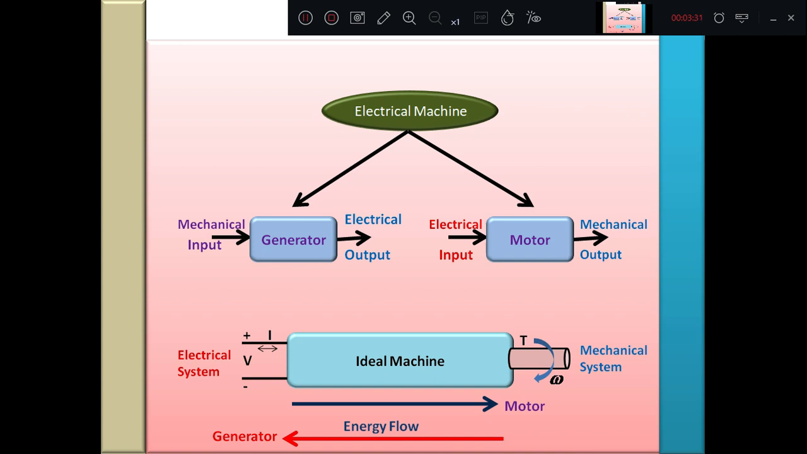Then if you look at the ideal machine block diagram, if there is an electrical system and you want a mechanical system, the machine has to convert electrical energy into mechanical energy. The flow of energy is from electrical to mechanical, and it is called the motor. Whereas if I have a mechanical system and require electrical system applications, there is a flow of energy from mechanical to electrical. Therefore, there is a conversion of mechanical energy into electrical energy, which is called the generator.